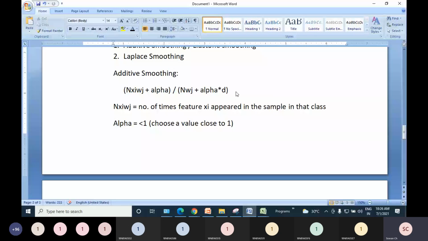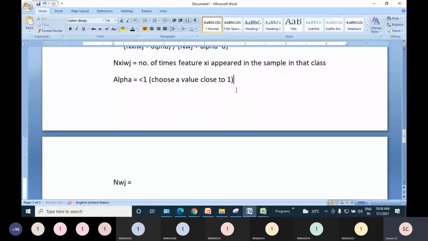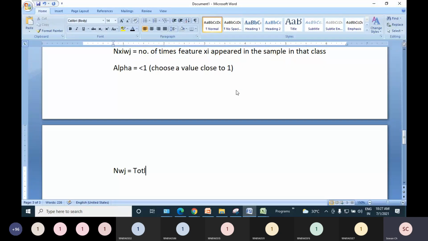Now what is n(wj)? n(wj) is the total number of words, the count of all words in that particular class. n(wj) is 19 in our case, the total number of features in that class. So plus alpha into D. What is alpha? We know. What is D? D is the number of classes. So what will happen, sir?